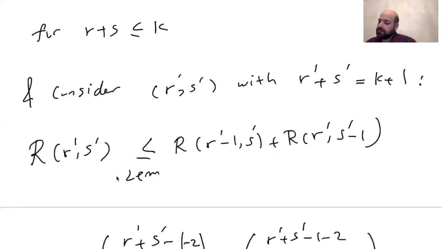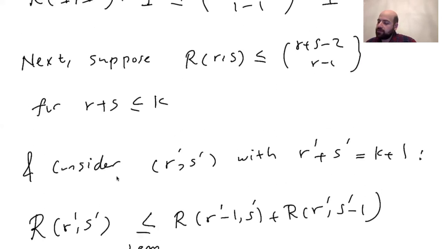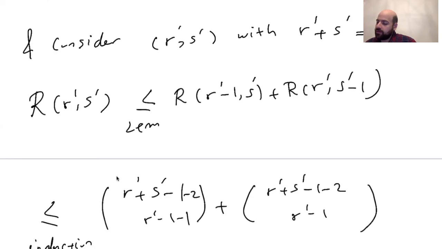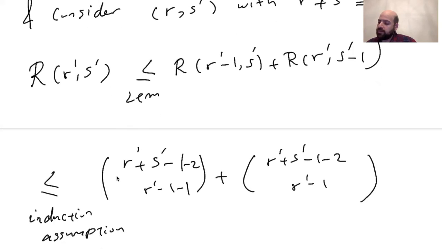Okay, so r plus s minus 2, choose r minus 1. So I'm applying it for r prime minus 1 and s. So r prime minus 1 plus s prime minus 2, choose r prime minus 1 minus 1. And this one, r prime plus s prime minus 1 minus 2, choose r prime minus 1. So how much is this?